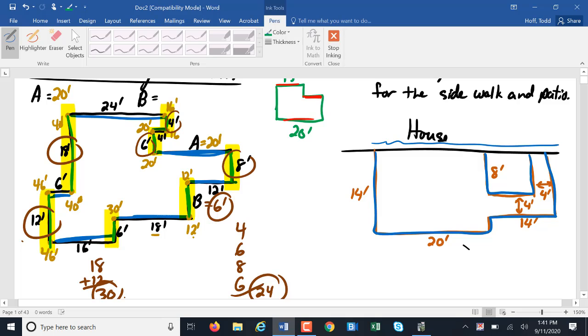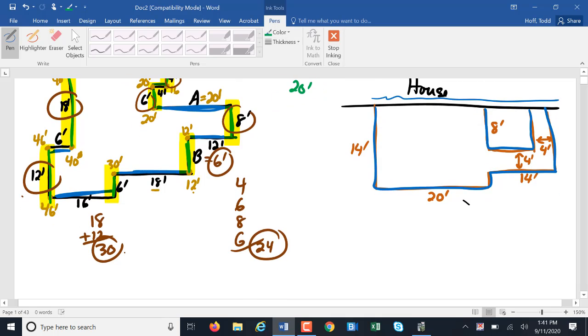Some of you might not be all the way done, but let's go ahead and take a look at what you've got so far. So we need to find some missing dimensions here as well. Let's find the dimensions that we do have. The 14 is going to be part of it. We're going to need 14 feet there.